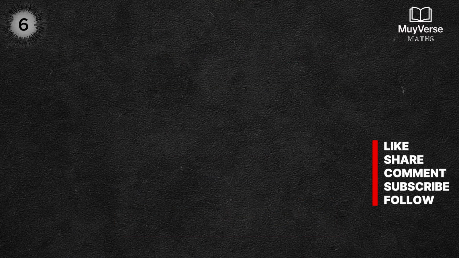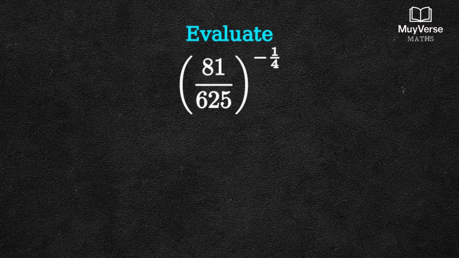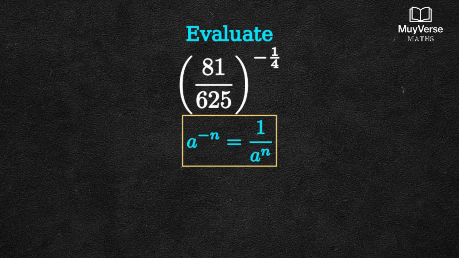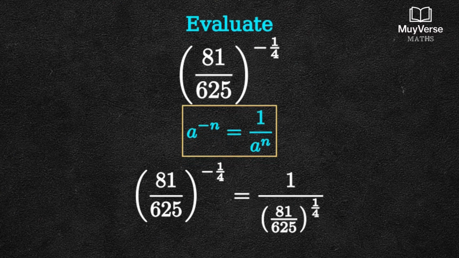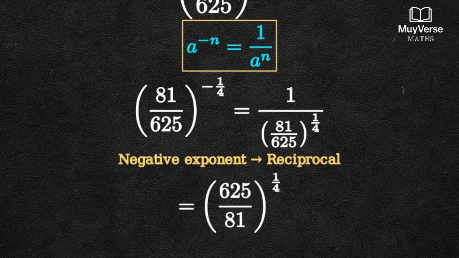In this lesson, we will evaluate the expression (81 over 625) to the negative 1/4. Step 1. Rewrite the negative exponent as a reciprocal. A negative exponent means a to the minus n equals 1 over a to the n. Apply it here. We flip the fraction and make the exponent positive. First, write it as 1 over the 1/4 power. And then flip to get 625 over 81 to the 1/4.